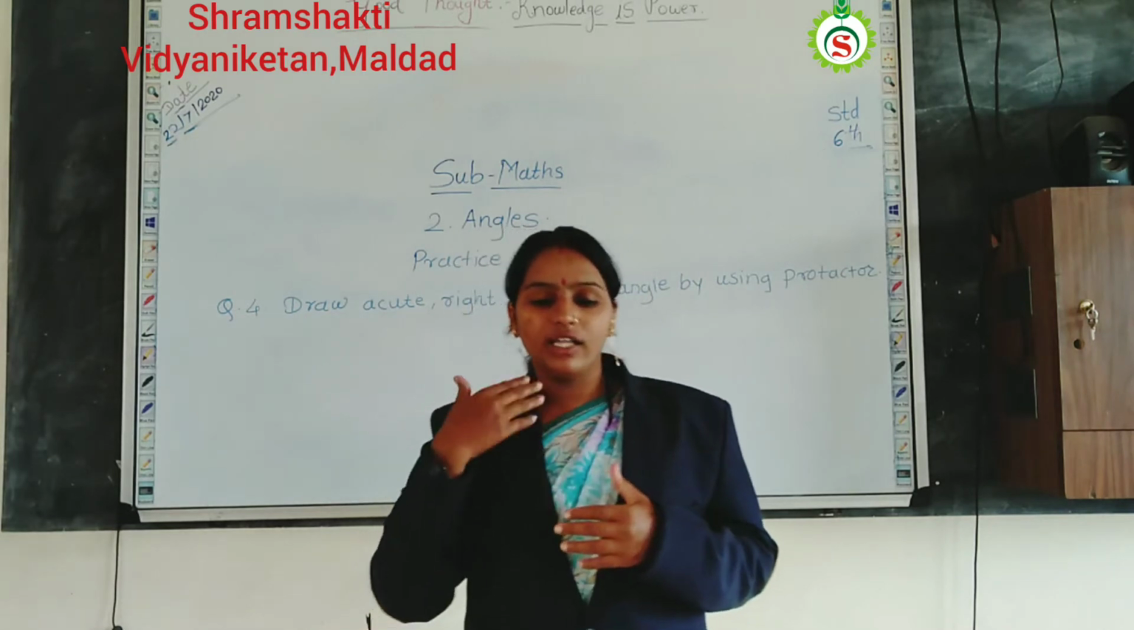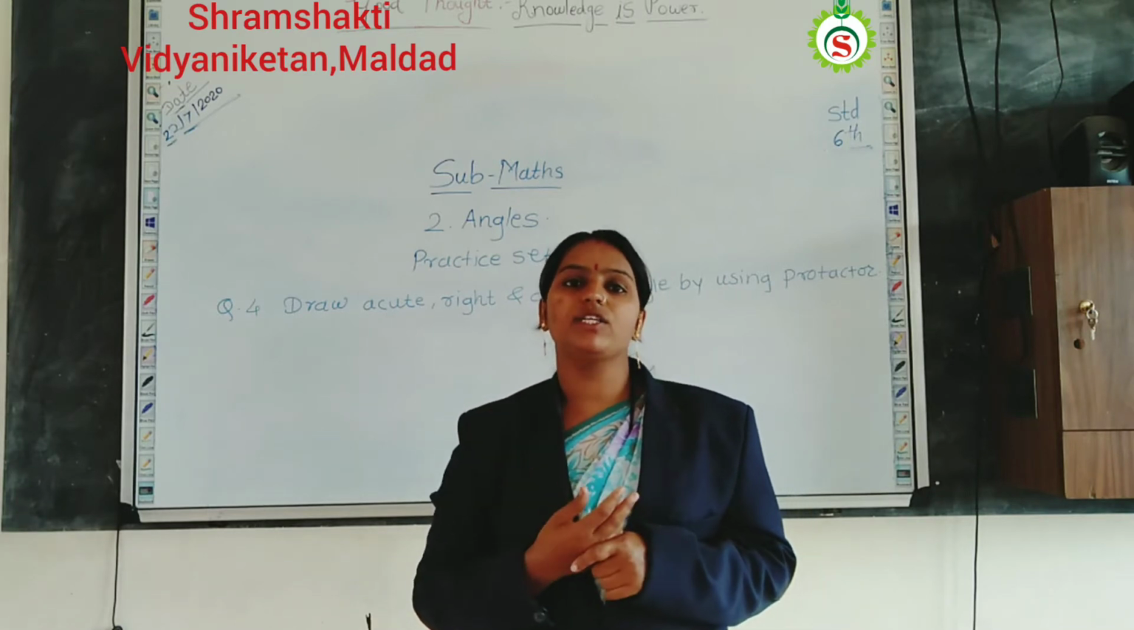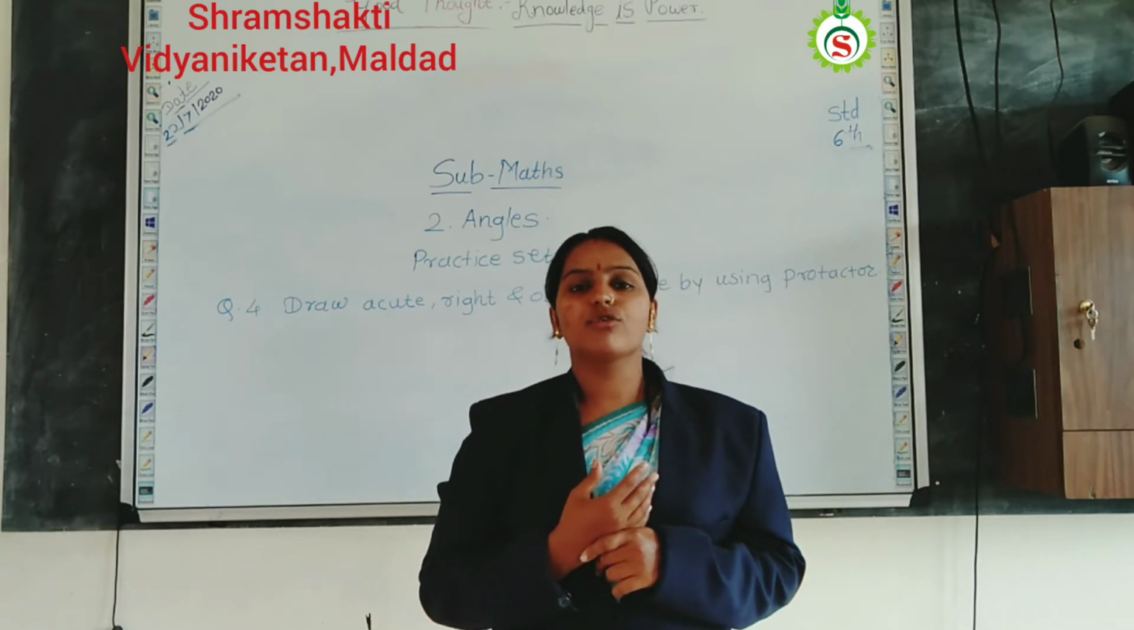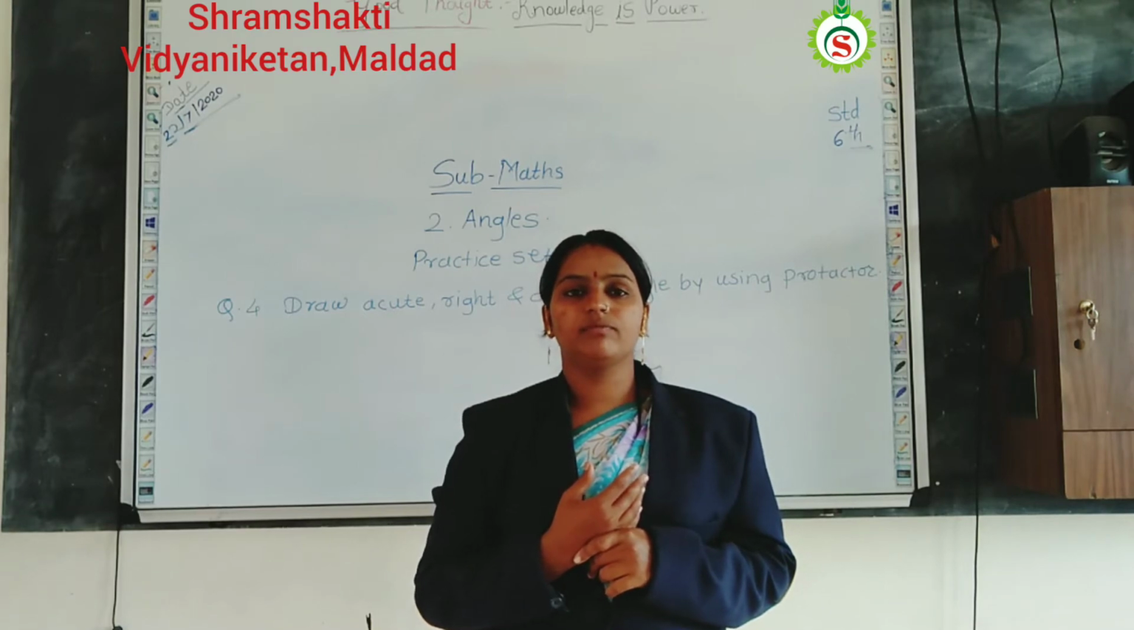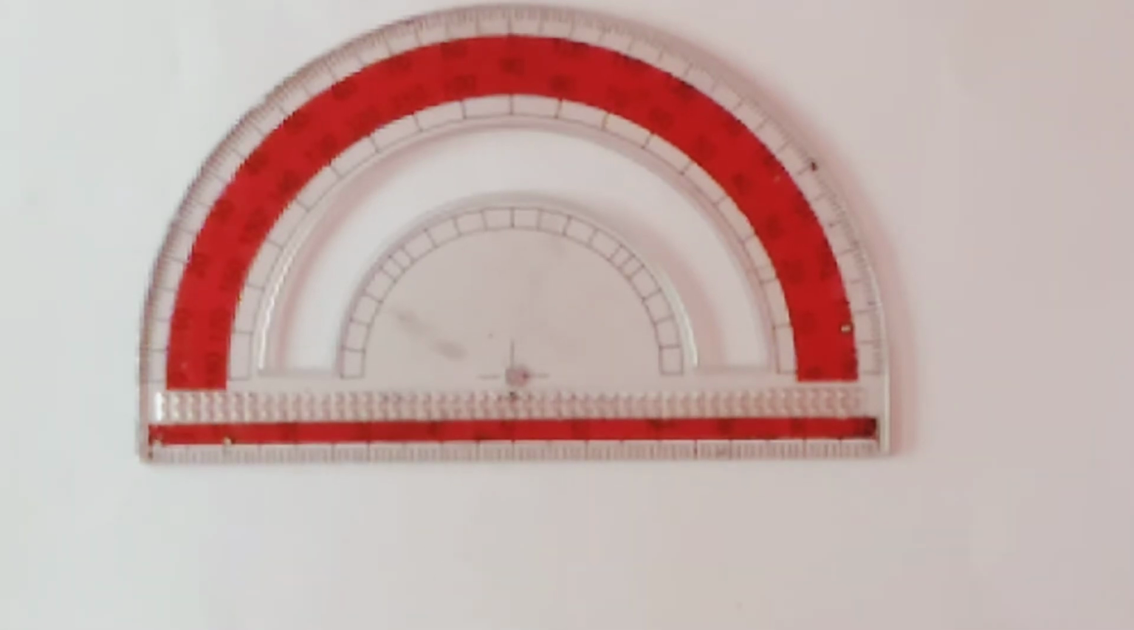So students, in this video we are going to study how to draw angles of different measurements using a protractor. So see carefully. First, this is the protractor. First I am going to explain how to use the protractor to measure and draw angles of different measurements. This protractor is available in your compass box. So students, while watching the video you can take your protractor in your hand.